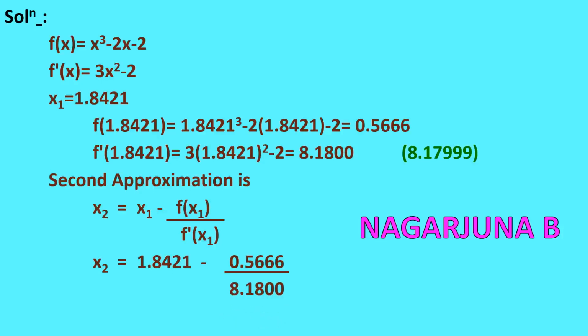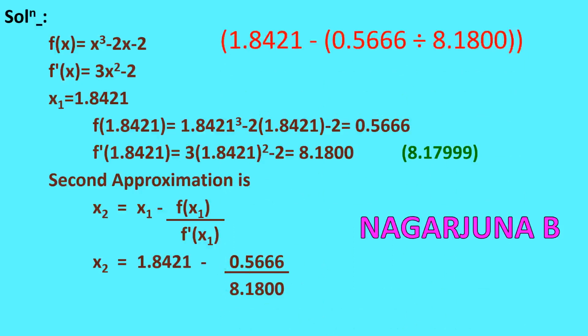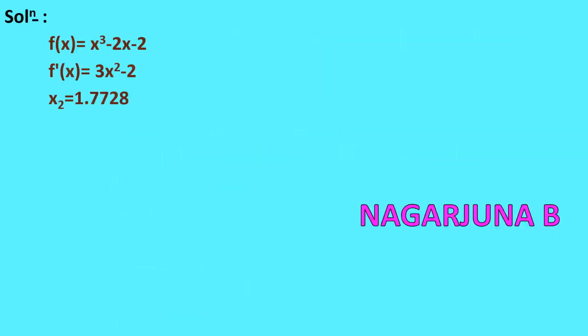In the calculator you can write it this way: open the bracket, 1.8421 minus, open the bracket, 0.5366 divided by 8.1800, close the bracket, again close the bracket. Then we get the answer, and that answer will be the value of x2. x2 is equal to 1.7728, which we get after rounding off to 4 digits after the decimal point. We have got x2 equal to 1.7728. Now we need to find f(x2) and f'(x2).